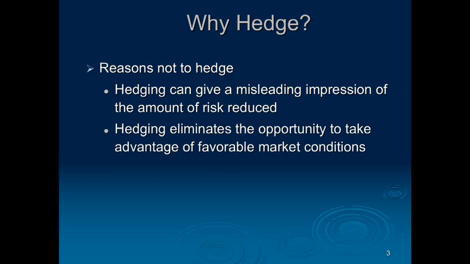Hedging eliminates the opportunity to take advantage of favorable market conditions. What do I mean by that? Well, let's say I think that the stock market's going to go down. So if I want to hedge against that using futures contracts, what would I do? What would be the easiest thing? If I've got a portfolio of stocks and I think that the stock market's going to go down, what would be the easiest thing to do? Short. Short what? Short. SPI? Yes, the index futures. Here in Australia it's the SPI, that's correct. So short index futures would be the way to go.